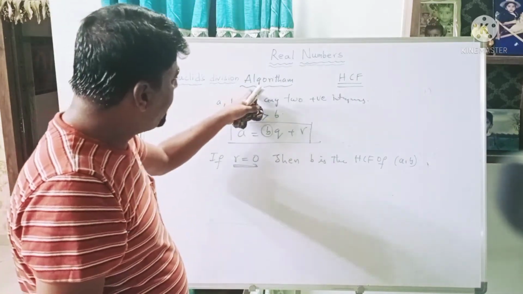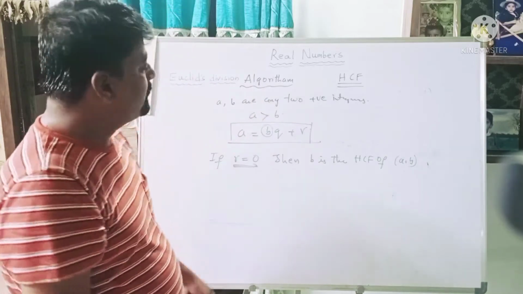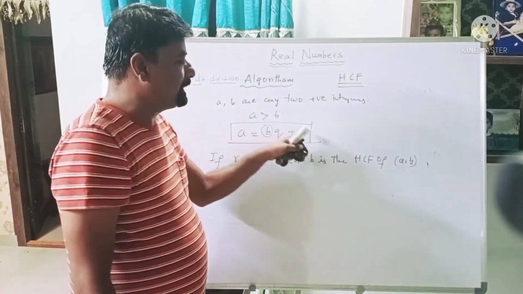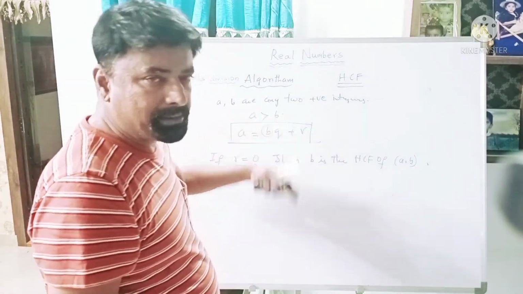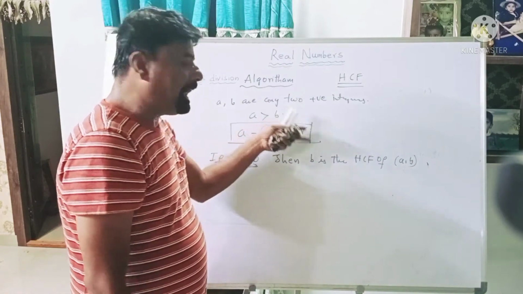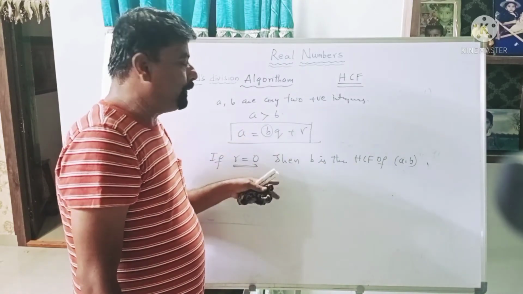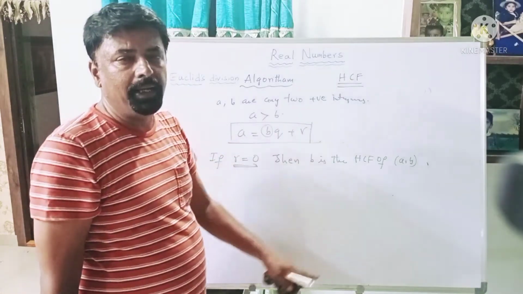But why is it said to be an algorithm? Sometimes you may not get R equal to 0 in the first step, so you have to continue some more steps. That's why we say this is an algorithm. When you get the R value as 0, in that step the B value is said to be the HCF of A comma B.